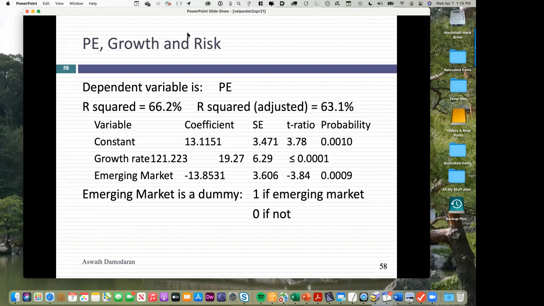What's the first thing you check? You check the R-squared, 66%. From a market regression perspective, that's pretty good. I'm not going to look a gift horse in the mouth.